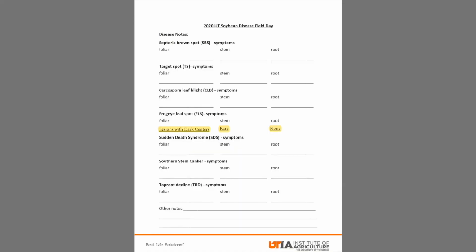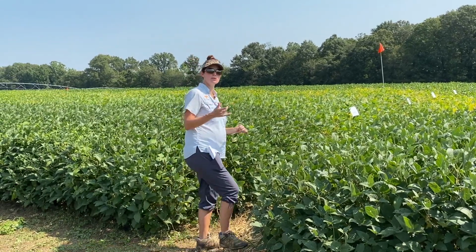Frog eye leaf spot can cause lesions on the stem and the pods, but it's not as frequent as you would see on the leaves. You really have to have a high infection or very susceptible variety, usually with the right weather conditions. And you don't have any root symptoms associated with frog eye leaf spot. Any questions about frog eye leaf spot?